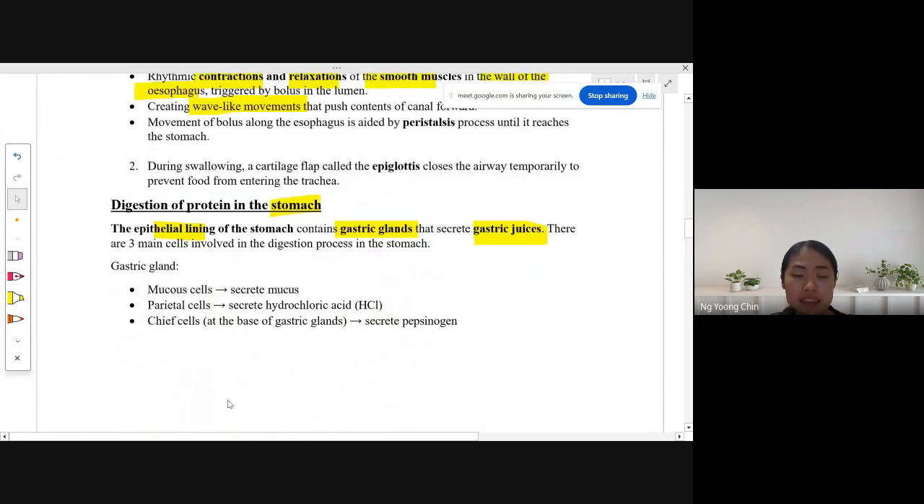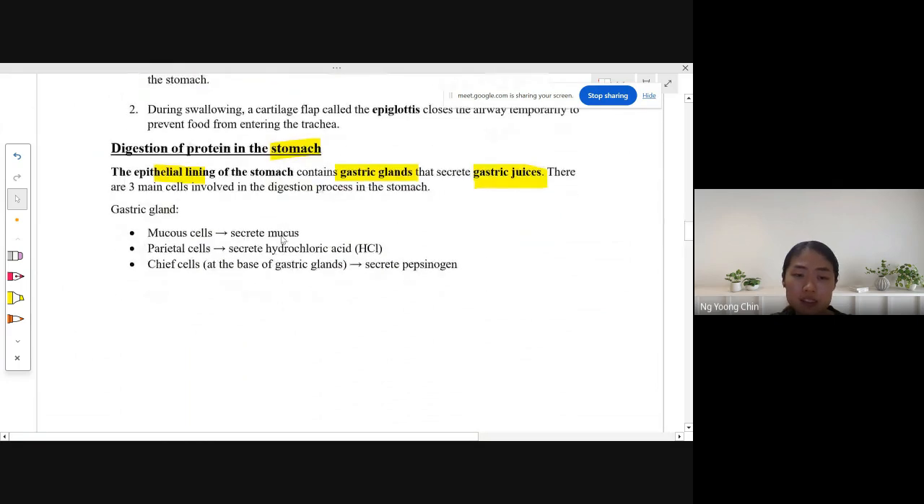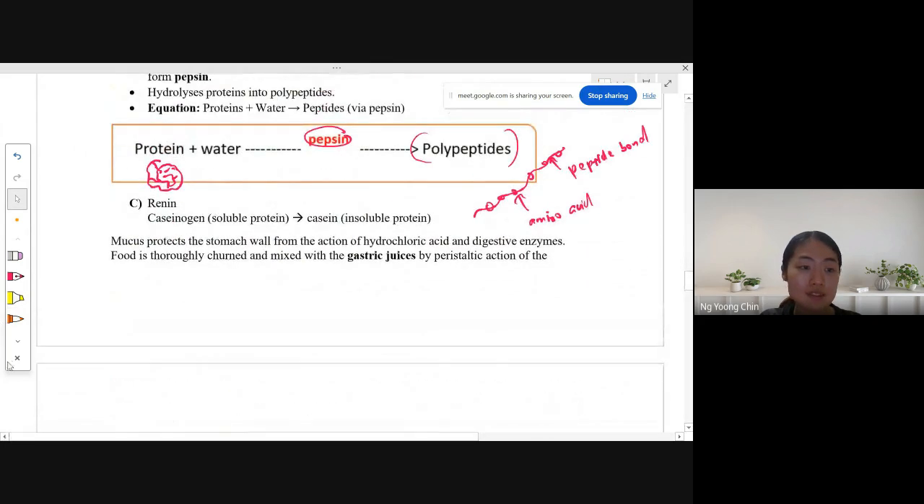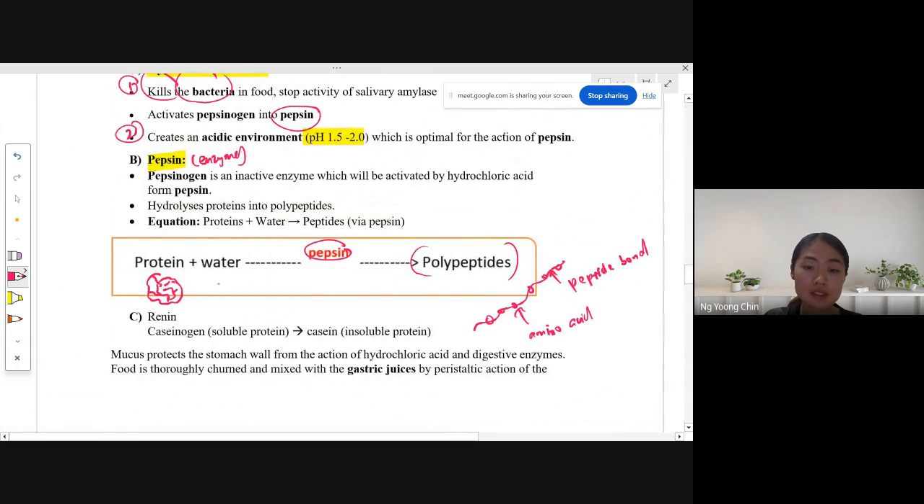Okay, and then this is some of the structure of the gastric gland. This one you don't need to memorize. But you just need to know that in the stomach they have what? They have the mucus, they have the hydrochloric acid, they have the pepsin. You should know in the stomach they have the mucus also, because inside the stomach they have mucus cells, so they are able to produce a thick layer of mucus. This renin you don't need to know.